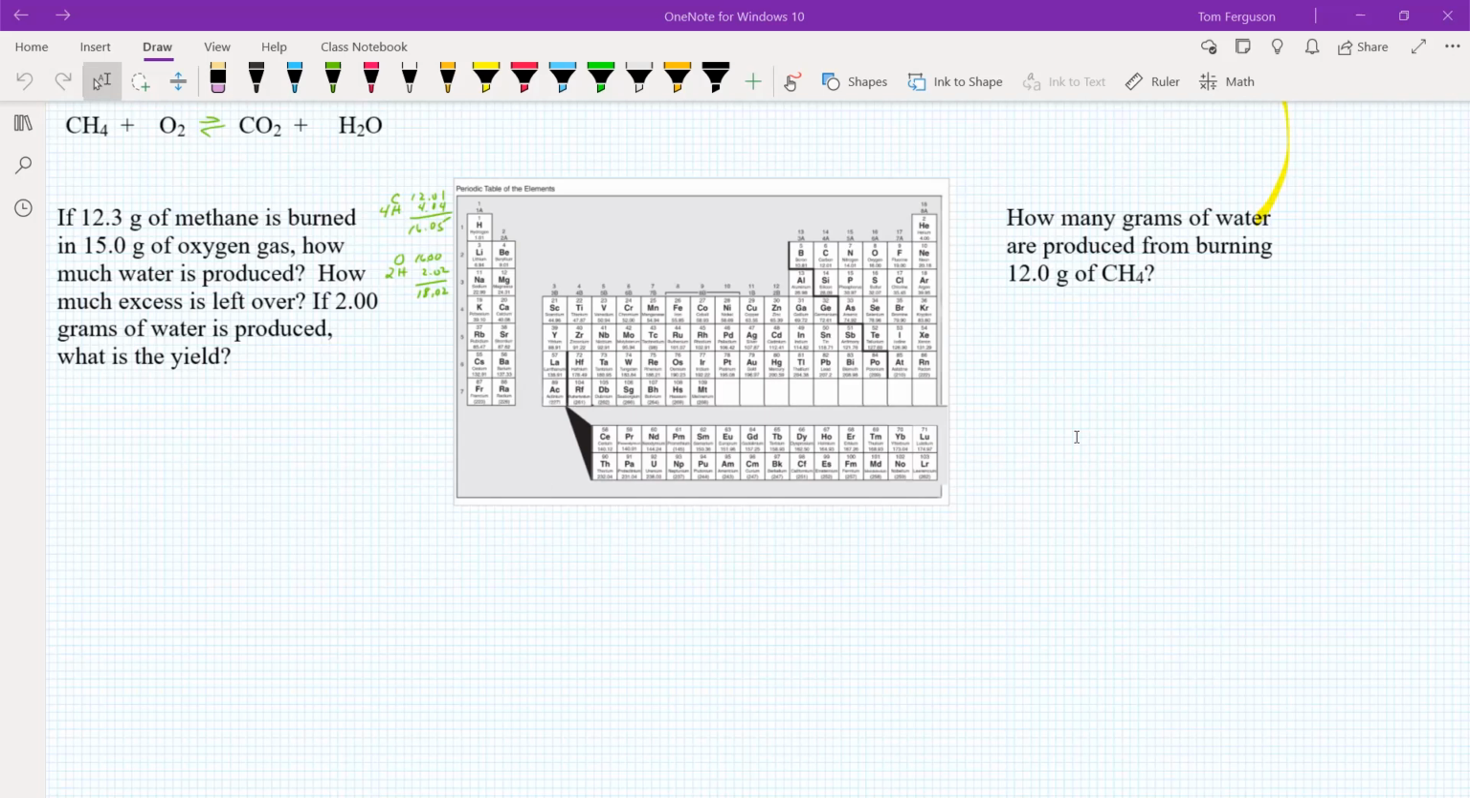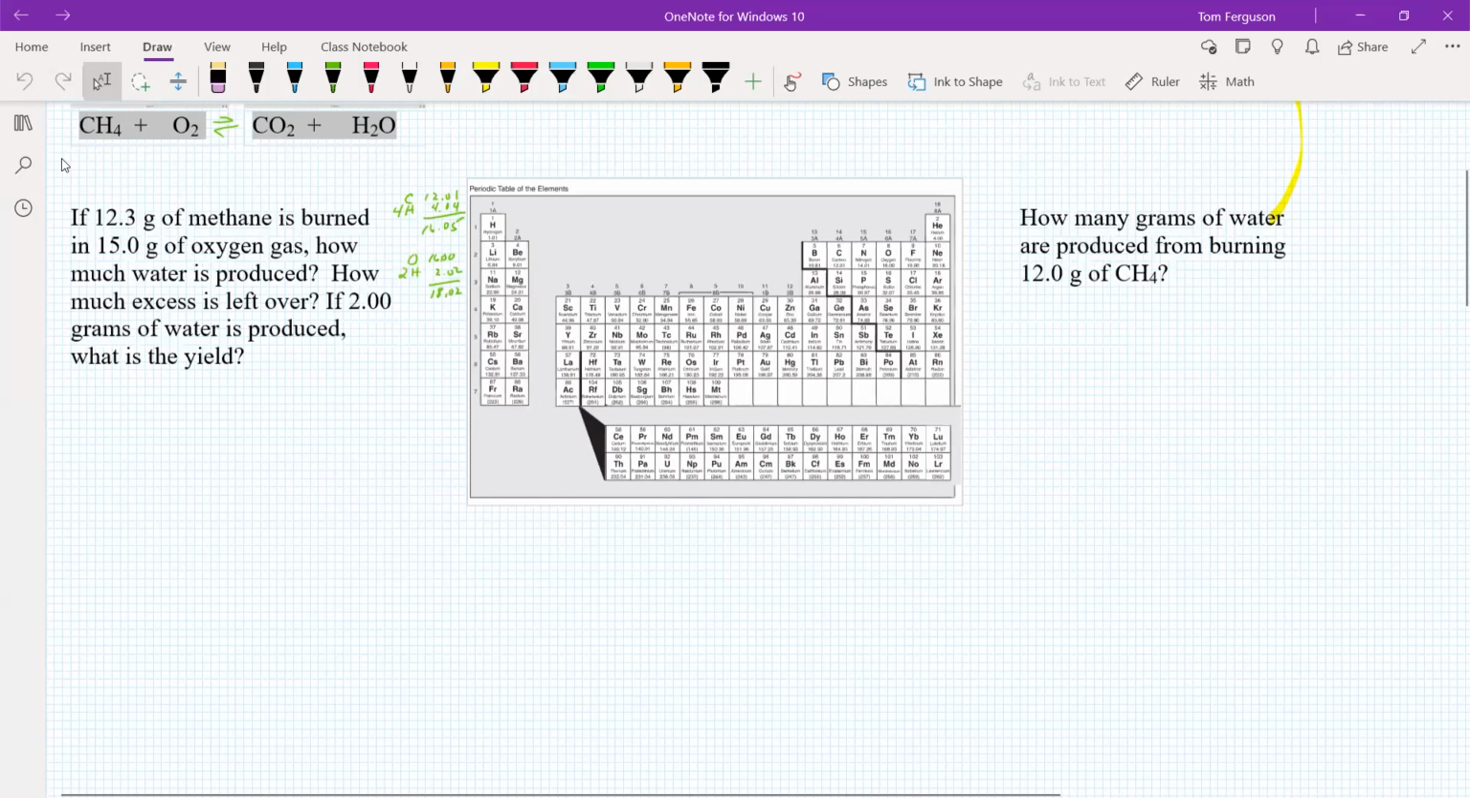a problem with one given. And we did a bunch of these a couple weeks before the break. Okay, so how many grams of water are produced from burning 12 grams of methane, CH4? Okay, so first thing you need to do is I will give you the balanced equation, which is right up here. The balanced equation, it'll be unbalanced on the.